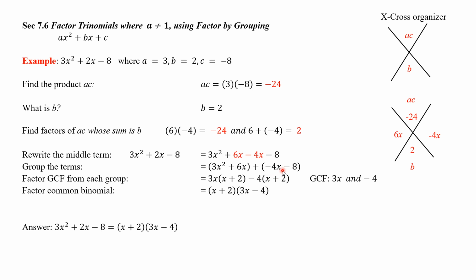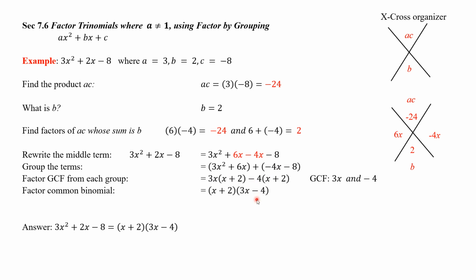-8 divided by 4 is +2. And now we factor the common binomial. So we have x plus 2, and x plus 2 is the common binomial. And when we factor that, remove it from here, we're left with 3x. Remove it from here, and we're left with -4.